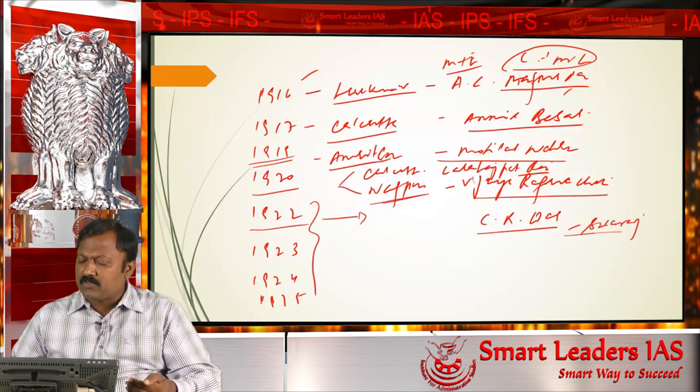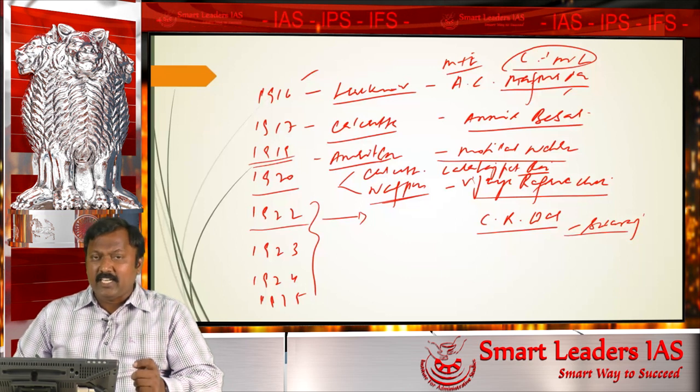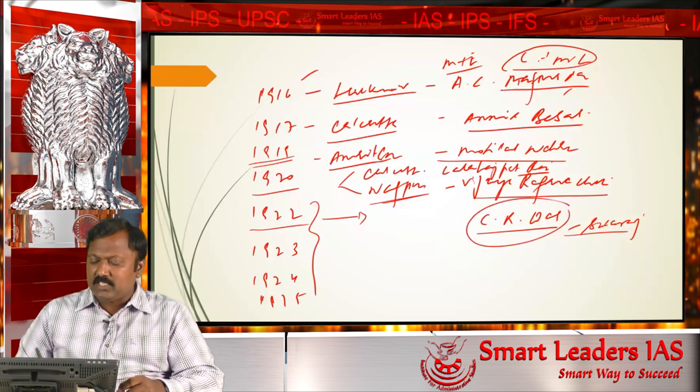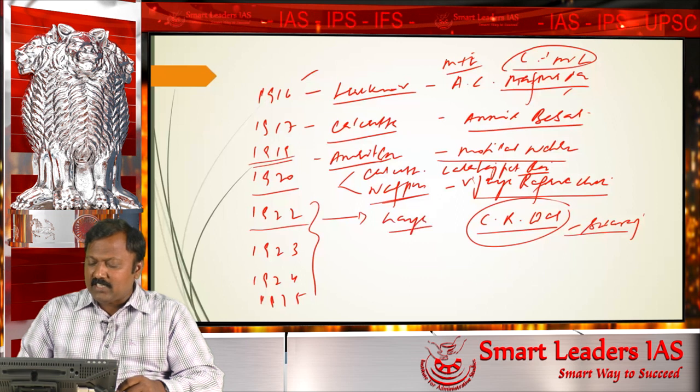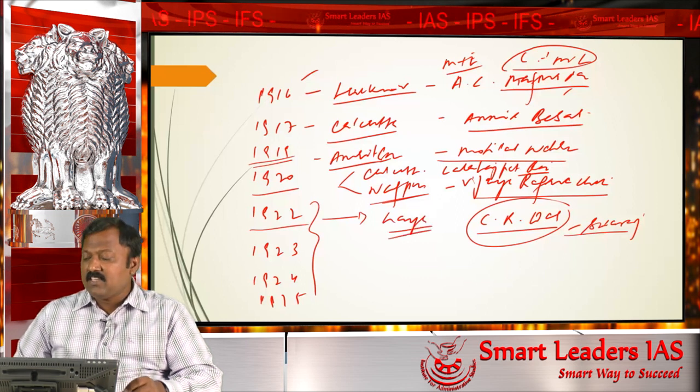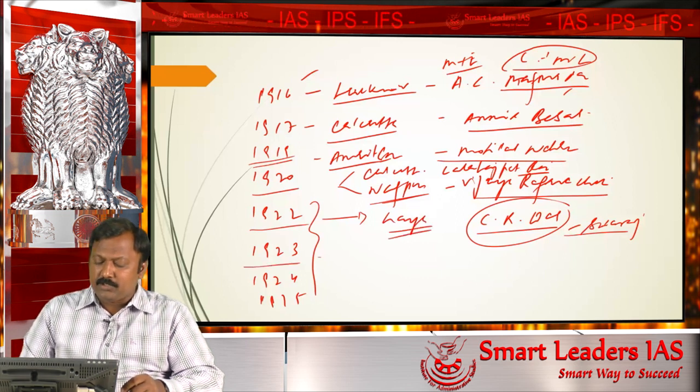So the Swaraj Party was founded in 1922. So remember the 1922 Congress session, the president happens to be C.R. Das and the place happens to be Gaya. So Gaya session, C.R. Das, Swaraj Party, you remember all 1922.